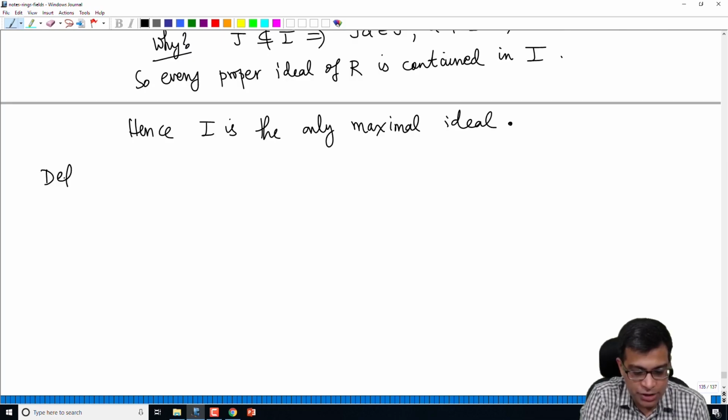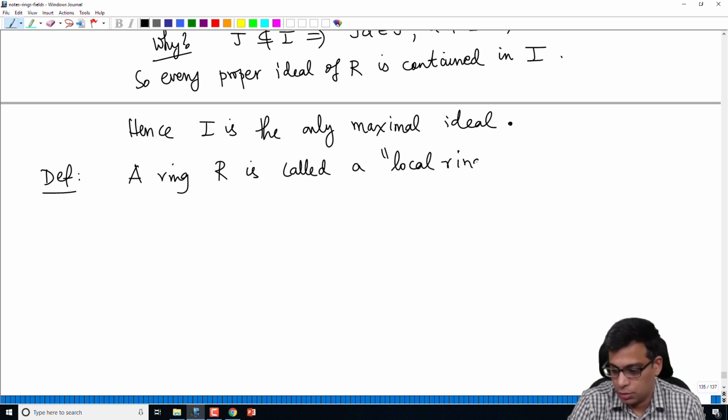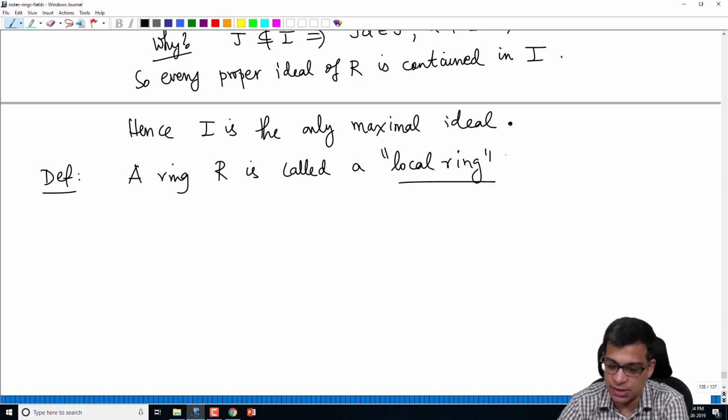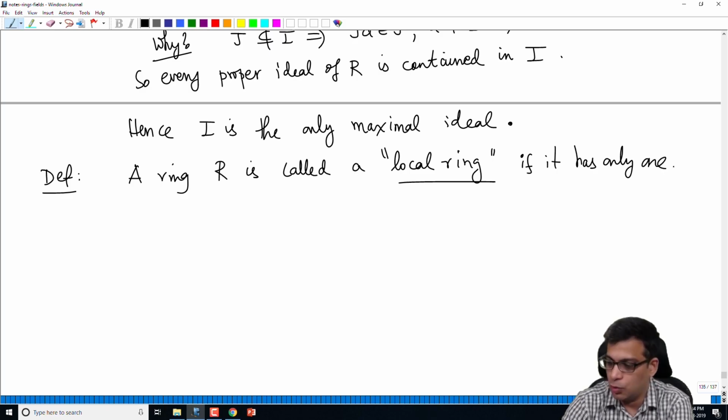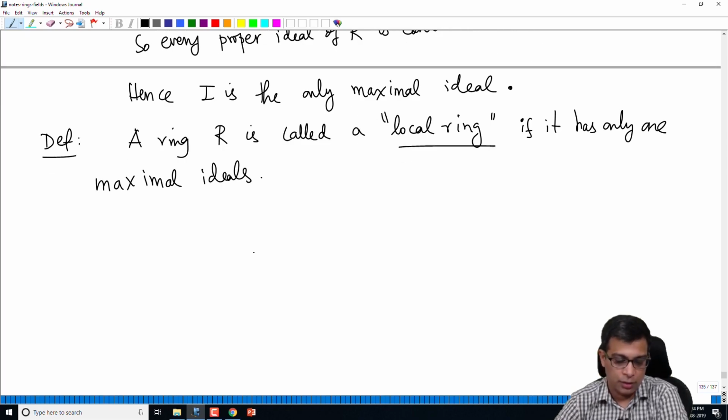So there is an important definition for you. A ring R is called a local ring. This notation is related to algebraic geometry, where such things are studied. R is a local ring if it has only one maximal ideal. Every ring has a maximal ideal, by Zorn's lemma, which we proved earlier. If there is exactly one maximal ideal, it's called a local ring.